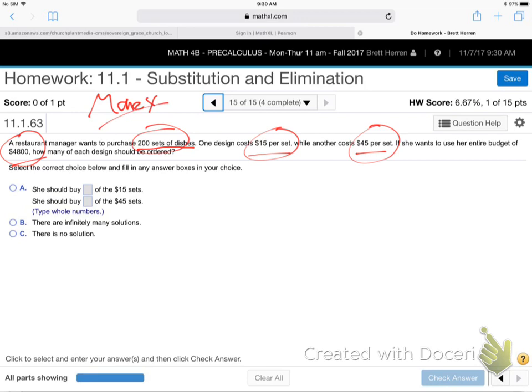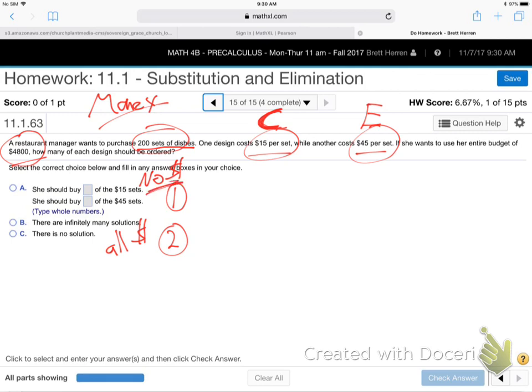On a typical money problem, at least the way I teach it, the first equation has no money at all, and the second equation is all about money. It's basically separating out the money from the no money. I'm going to call them cheap sets and expensive sets. How about C and E? You can use X and Y if you want to, but it's nice to have meaningful letters. That way you know what they are right away. So C for the cheap sets, E for the expensive sets.